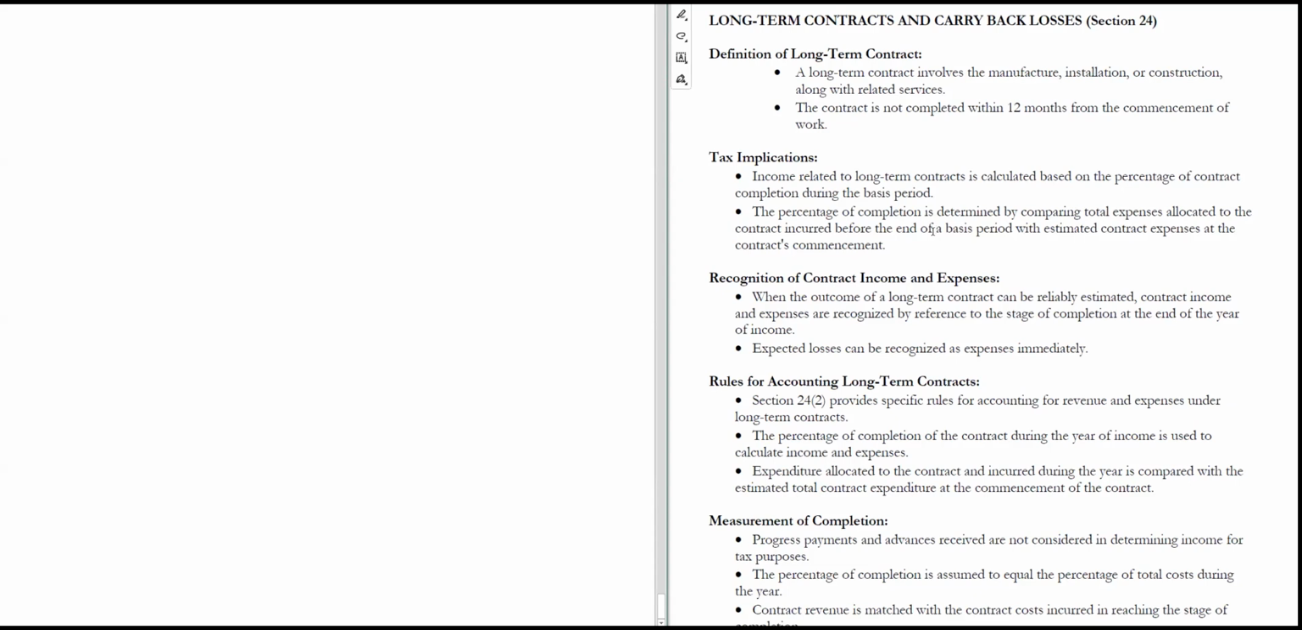What are the tax implications of a long-term contract? Now, the income related to long-term contracts is calculated based on the percentage of contract completion during the basis period. So actually, this is from services, right? A contract work is services. It used to be dealt with under IAS 11, okay? A bit of IAS 18 for determination of the stage of completion, and now it is covered under IFRS 15, but tax still uses this one and the old IAS 18 revenue to work, right?